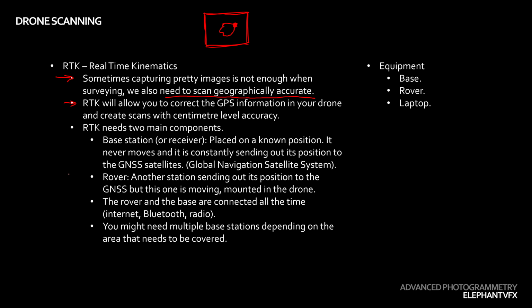So RTK will allow you to correct the GPS information in your drone and create scans with centimeter level accuracy. That's what it means, right? It's going to give you a nice scan, but also it's going to give you all the measurement and all the information of position, location, etc. with centimeter level accuracy, which is great.